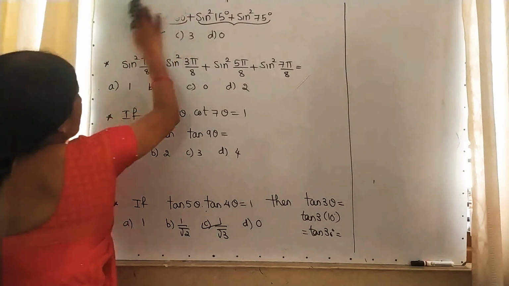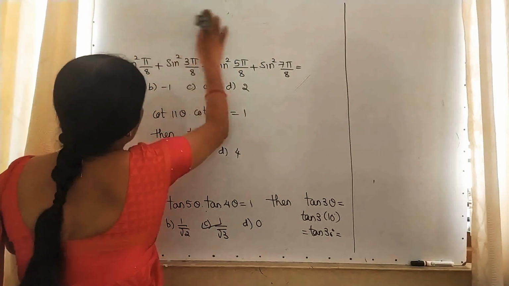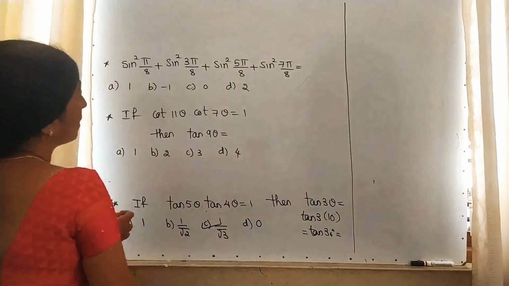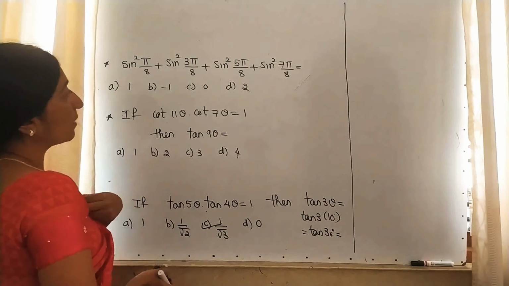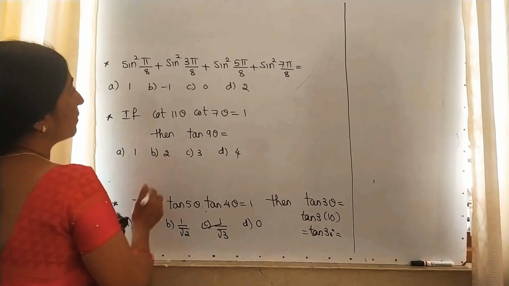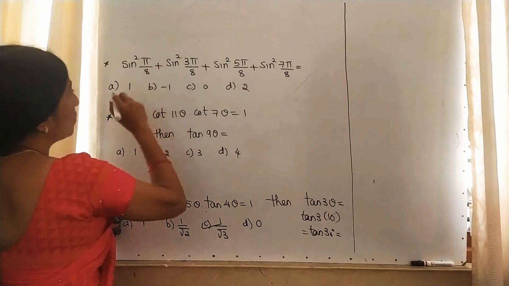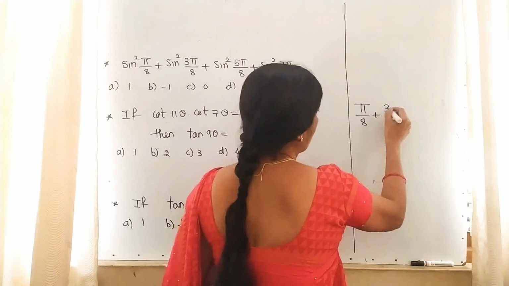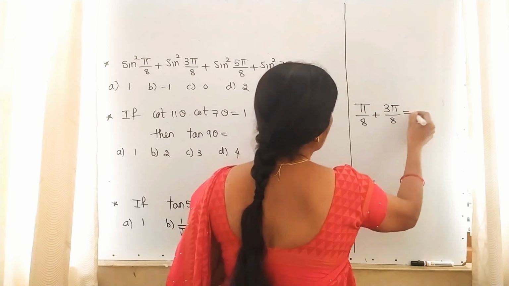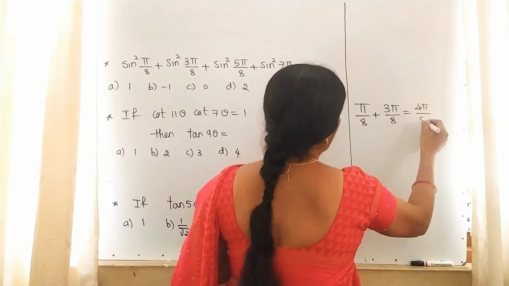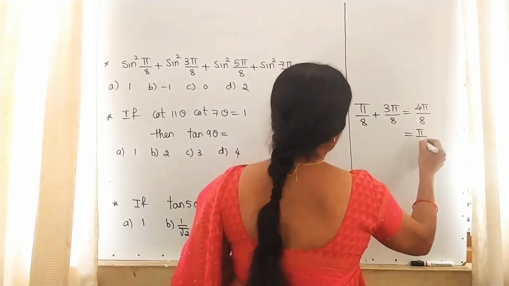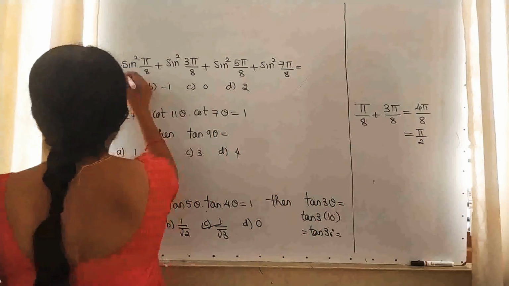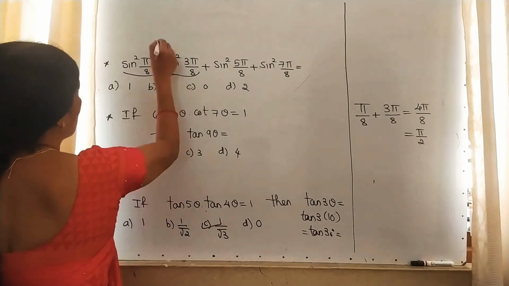Moving to the next one. Sin square pi by 8, sin square 3 pi by 8, sin square 5 pi by 8, sin square 7 pi by 8. Add these two. Pi by 8 plus 3 pi by 8 is what? Pi by 8 plus 3 pi by 8 is 4 pi by 8. 4 pi by 8 is pi by 2. That means this value, whatever I am underlining, that value is 1.